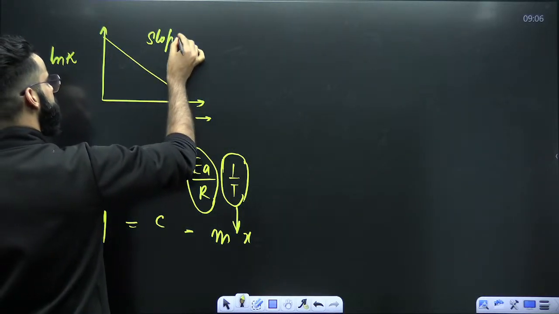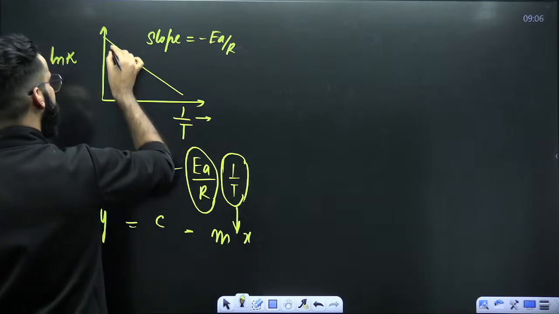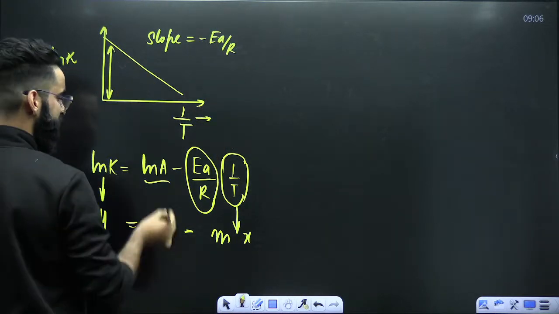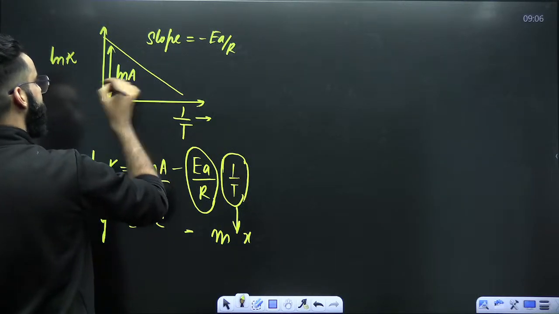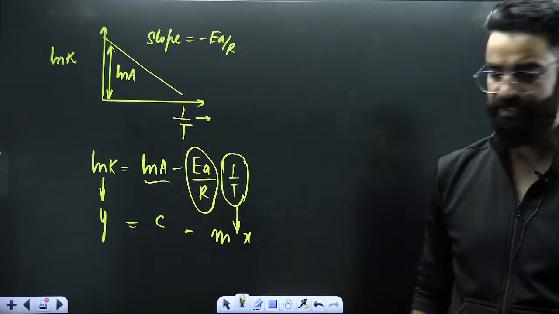What about the slope of this curve? Slope of this curve is equal to minus Ea divided by R. What about the intercept? Intercept is c basically, and c is nothing but ln of A. Correct? This is the first graph.